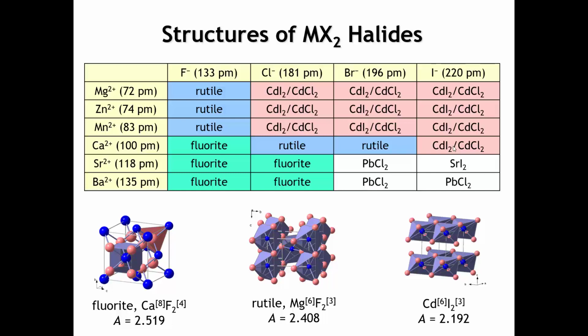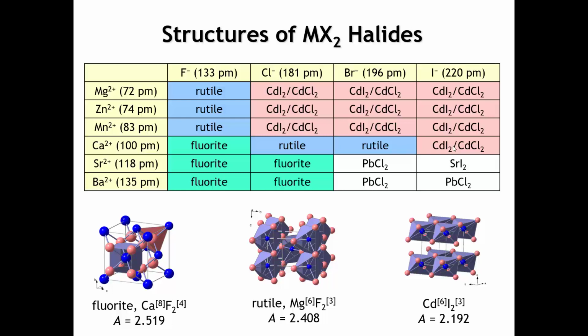What explains these trends? Why don't you just pause the video for a second and have a little discussion if you're in a group, or maybe if you're watching this by yourself, just jot down some ideas of what's going on here. What causes these structures to emerge as the most stable in different parts of this table? Let's take a look first at the size argument.